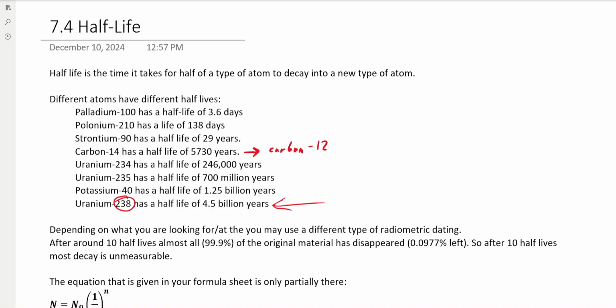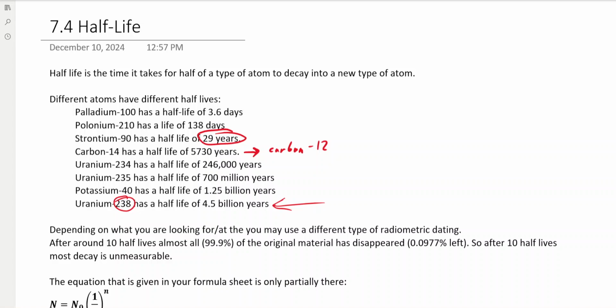Potassium is okay, but it normally wants to be at 39 mass, so it's not super happy there. But as you go this direction, you can see that we have some half-lives of only a couple days. One that's kind of interesting is strontium-90. It has a half-life of 29 years.